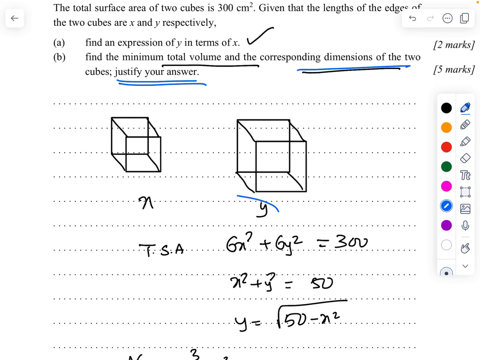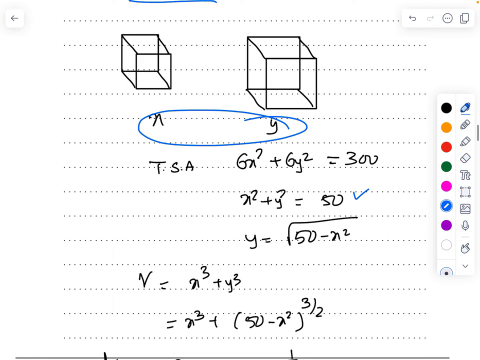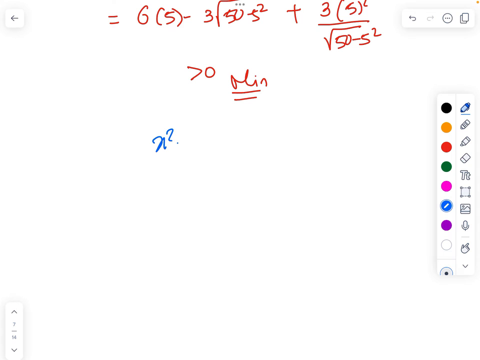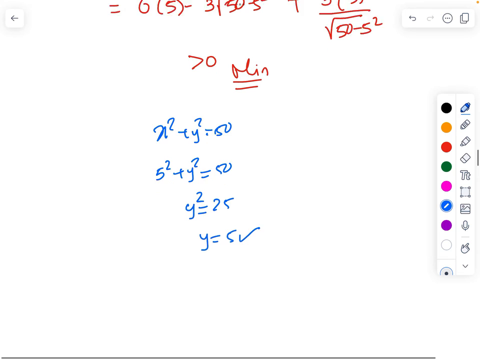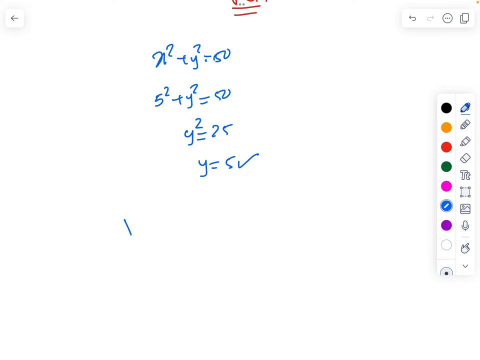Corresponding dimensions of two cubes, so x and y. We know that x square plus y square is 50. So 5 square plus y square equals 50. y square equals 25. So y equals 5. So therefore the second cube is also 5. So total volume will be 5 cube plus 5 cube, which is 250 centimeter cube.